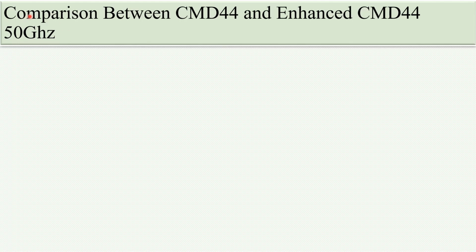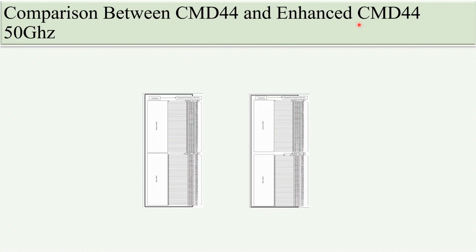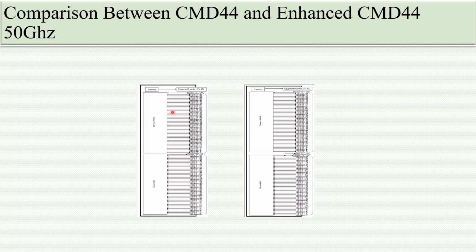What does 50 GHz mean? The 50 GHz means the channel spacing between all the channels in CMD44 and enhanced CMD44 is 50 GHz, and it is fixed. You can see here the block diagram of CMD44, and the right one is the enhanced CMD44. We will discuss in detail in the next slides.